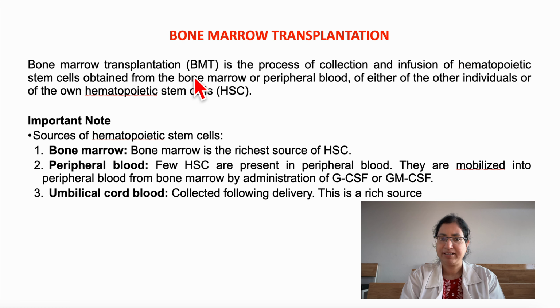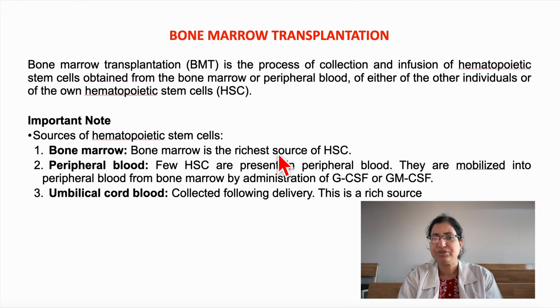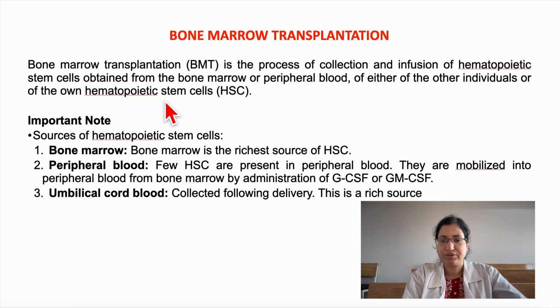What is this bone marrow transplantation? It is a process of collection and infusion of hematopoietic stem cells obtained from the bone marrow or peripheral blood of either another individual, that is donor, or of the own hematopoietic stem cells. So sources of hematopoietic stem cells: bone marrow. Here bone marrow is the richest source of hematopoietic stem cells, also called HSC. Peripheral blood, few HSC are present in the peripheral blood. Then umbilical cord blood collected following delivery. This is a rich source of hematopoietic stem cells. So there is a short note on stem cells. This is an important topic.